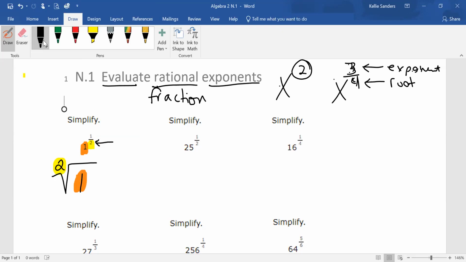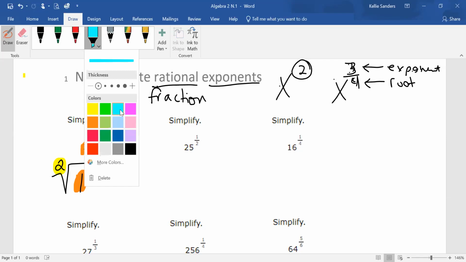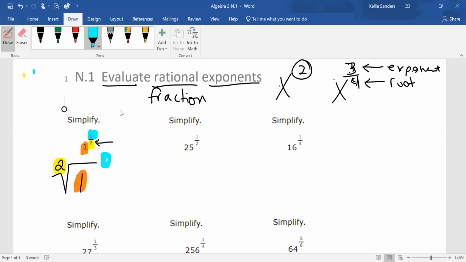And if your root is 2, and only when it's 2, you don't necessarily have to put the 2 on the hitch part of it, okay? But I'm going to do it on this one so we can understand which one is which. And then the 1 is your exponent, and it would go there.